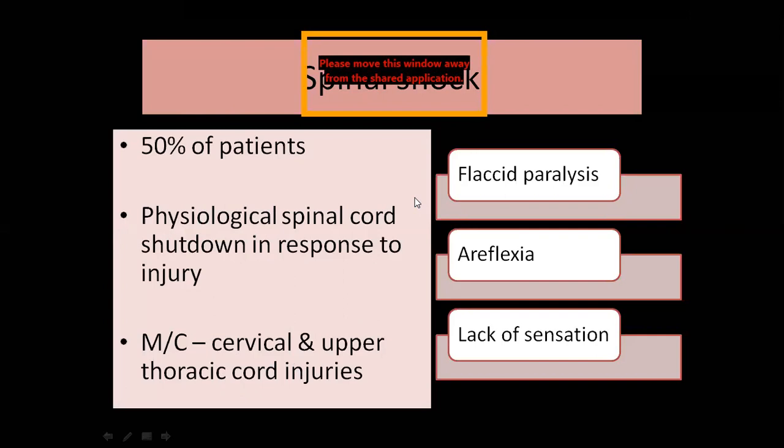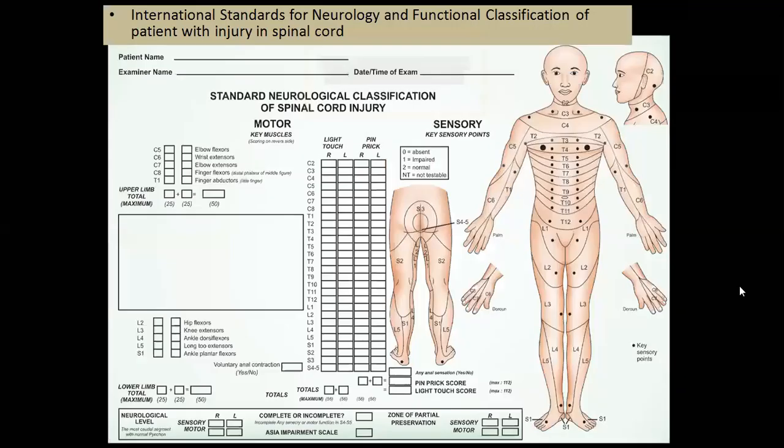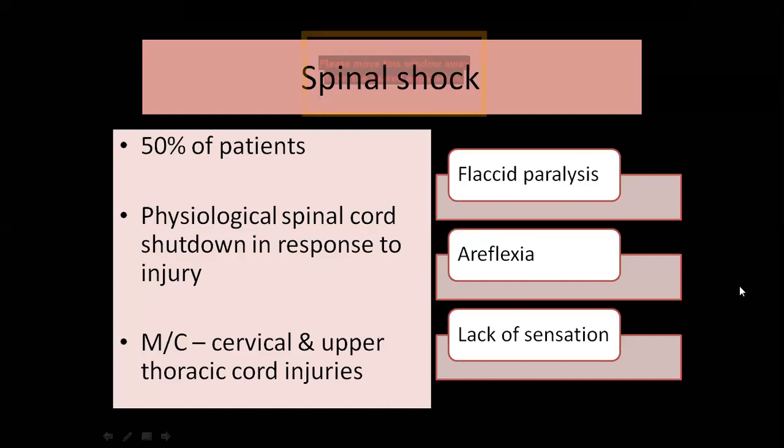What are the features of spinal shock? Usually there can be flaccid paralysis from upper limb to lower limb. There won't be any reflexes, areflexia, and there will be loss of sensation. This is called spinal shock. Usually the spinal shock will be there for approximately 24 to 48 hours.